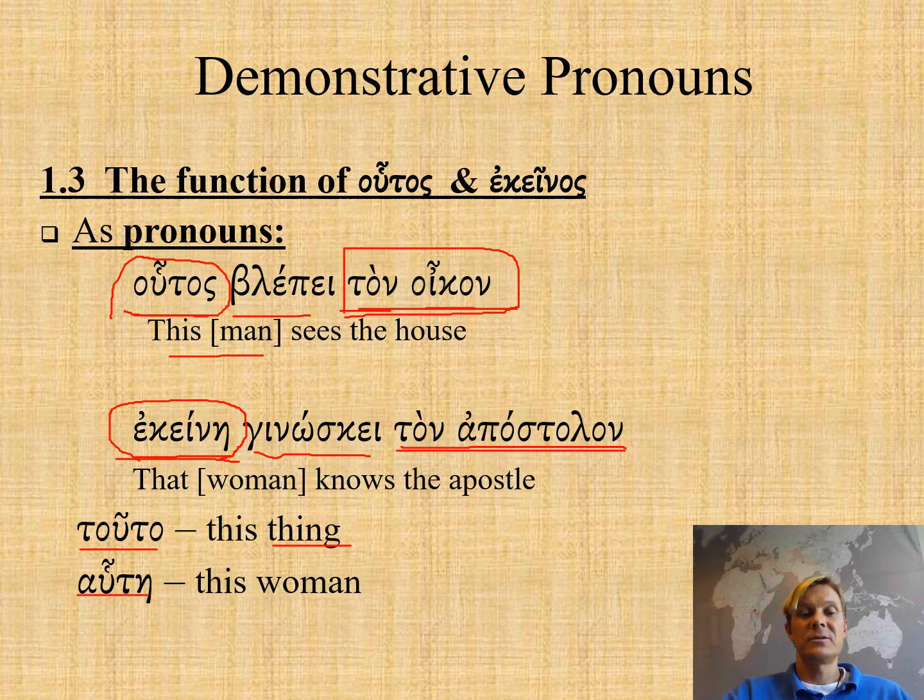Haute, since it's feminine, this woman. Notice that these are forms of hutos, but this is neuter and this is feminine. And finally, ekeino, that thing. Now this is from ekeinos, but it is the neuter singular nominative. So since it's neuter, it implies that thing.